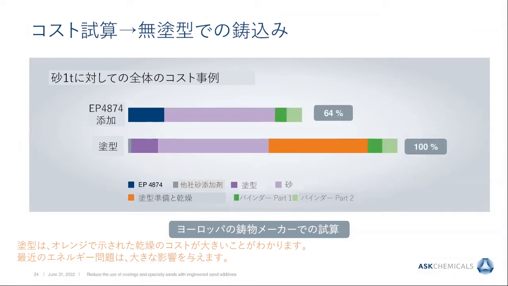When we implemented EP4874, the coating costs for material and also for the preparation and drying has been gone. Of course, you have the material cost for the additive, but at the end, we ended up by 64% of the previous cost. So you can imagine this is a huge, huge cost saving, especially now when energy is a real topic to be saved.